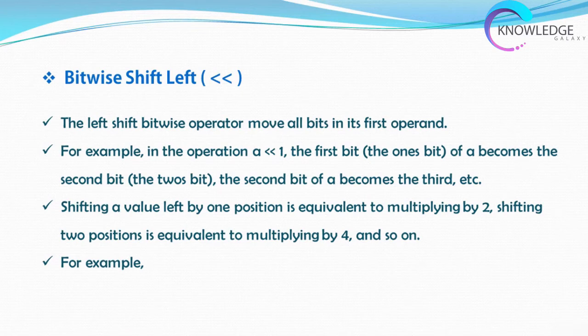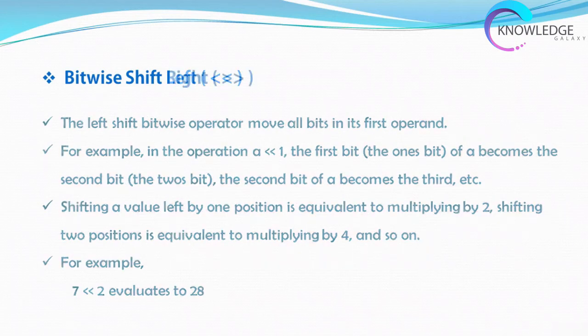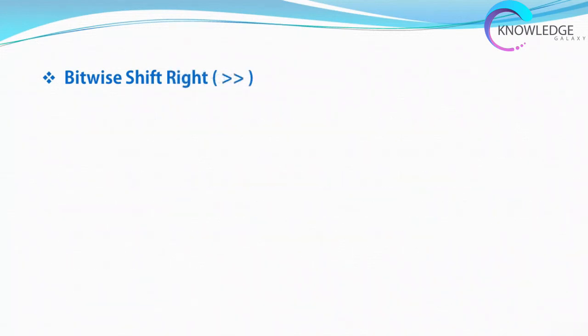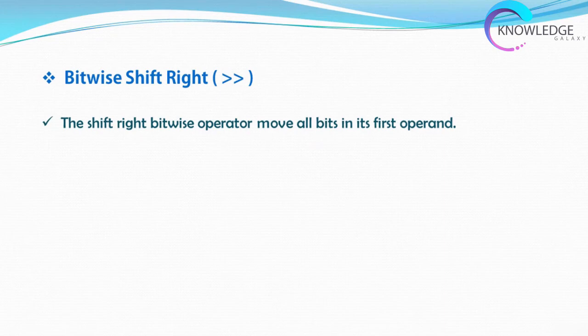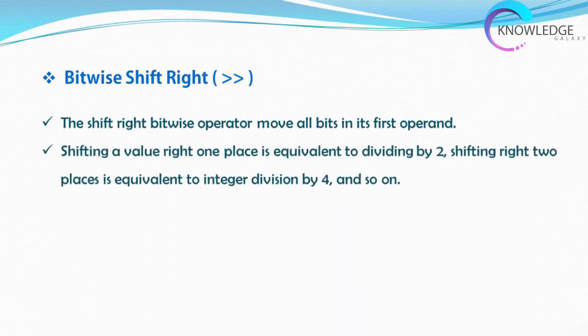For example, 7 left shift 2. When you execute this statement, the result would be 28. Right? The next operator is shift right. The shift right bitwise operator moves all bits in its first operand. Shifting a value right one place is equivalent to dividing by 2. Shifting right 2 places is equivalent to integer division by 4, and so on.